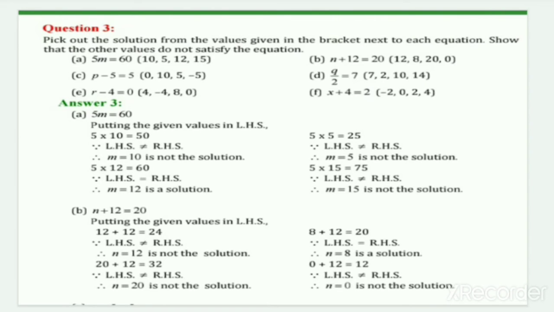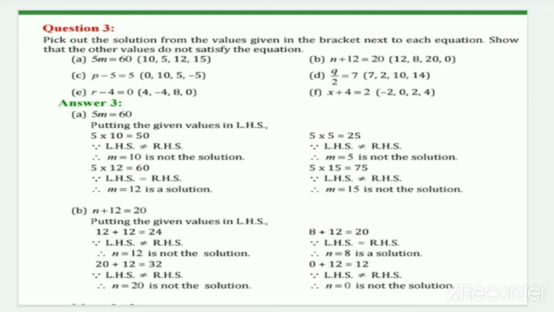Now moving to question number 3: pick out the solution from the values given in the bracket next to each equation, so that the other values do not satisfy the equation. You have to find the solution from the values given in the bracket itself. Put these values in place of the variable and solve it. Like the first question, we have 5m is equal to 60. In the bracket it is given 10, 5, 12, 15. Putting these values one by one we have to find the solution.